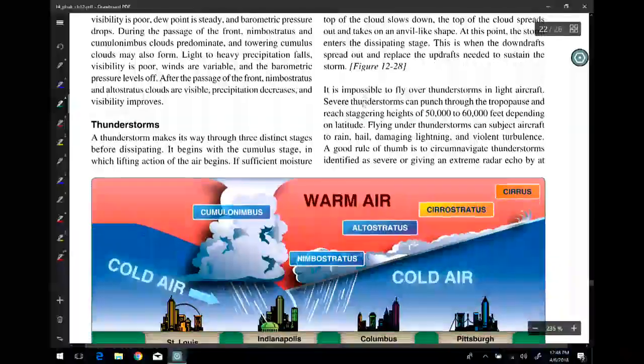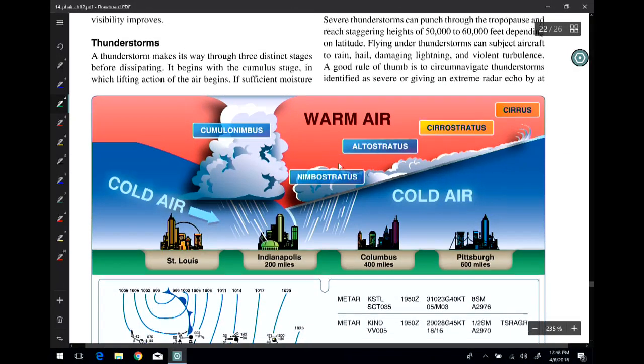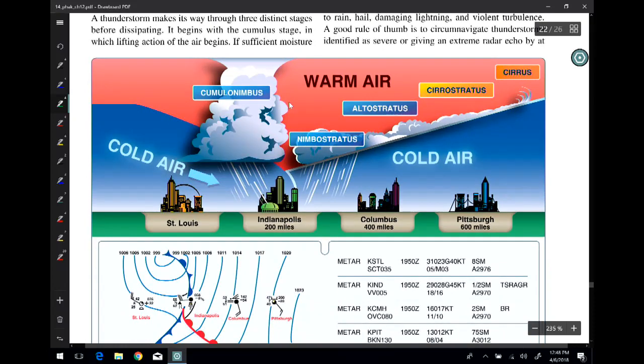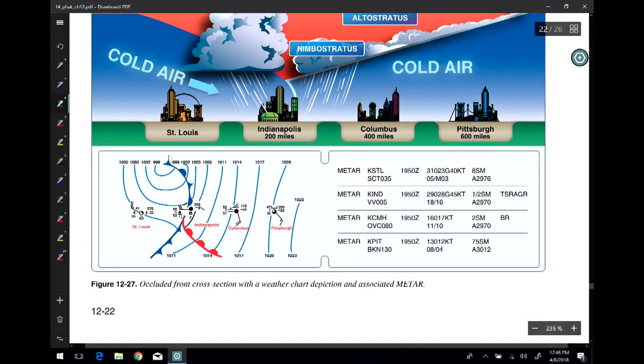So again, this shows you what that's going to look like here with this occluded front. You'll notice here on this imagery, it's not purple. It just has the shapes. So you have the sweat beads and the pointy thingies over here on the same side, and that indicates an occluded front.